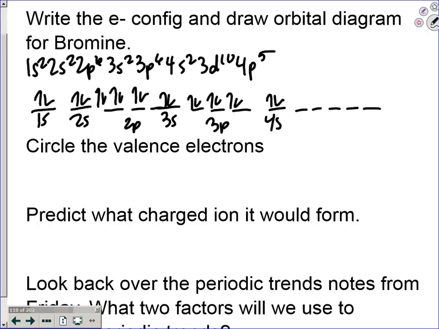Do that. Alright, I'm going to ask for your attention to come back up here. Hopefully you've had time to draw your orbital diagrams. I'm not quite done, but here we go. Silencio, por favor.